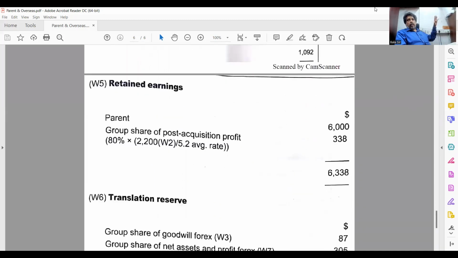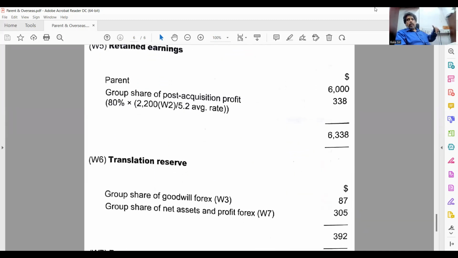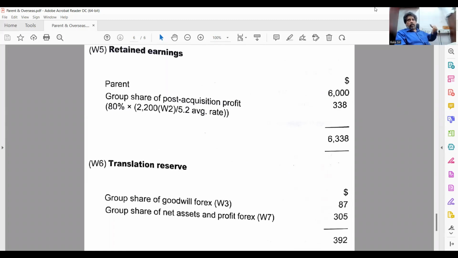Working note 5 is what? Retained earnings, right? Working note number 5, retained earnings. What does it show? What is the retained earnings to be shown in the consolidated balance sheet? Under that, first, parent $6,000, the parent's retained earnings given in the balance sheet as on December 31st.